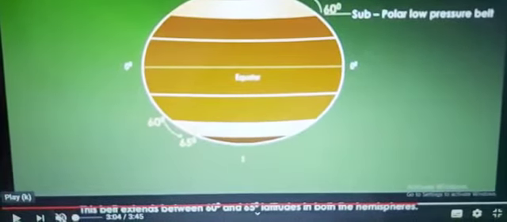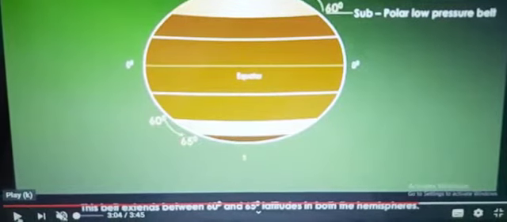Now in the subtropical region, the descending air, and descending means coming down, children, gets divided into two parts. One part blows toward the equatorial low pressure belt and the other part blows toward the circumpolar low pressure belt. This zone is marked by the ascent of warm subtropical air over the cold polar air blowing from the poles. Now the earth is rotating continuously.